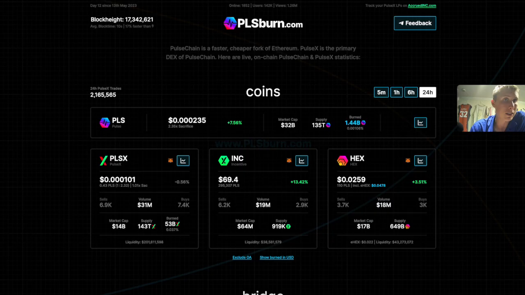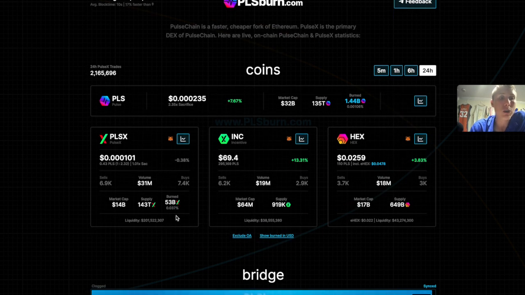Now, PLSX and PLS, the more volume and the more transactions that they have, the tokens are actually burned. As you can see here, 0.037% of the supply has already been burned since inception, and it has pretty healthy liquidity for PLSX. And you can see here, PLS is also pretty, I wouldn't say deflationary, but a lot of the tokens have been burned as well. You have 1.44 billion, but they have a total supply of 135 trillion. Give and take, do what you want with it.